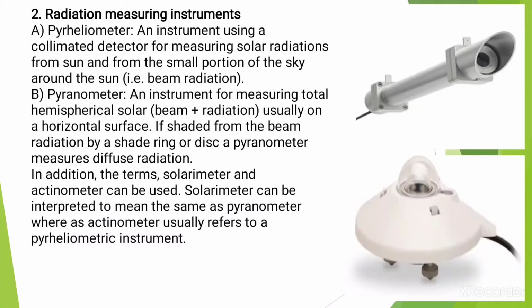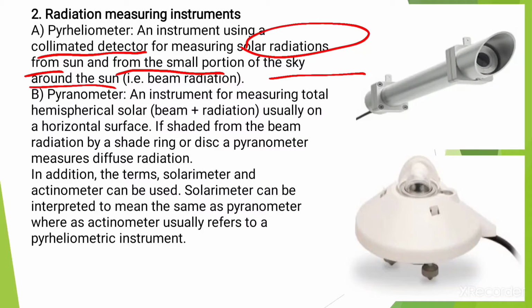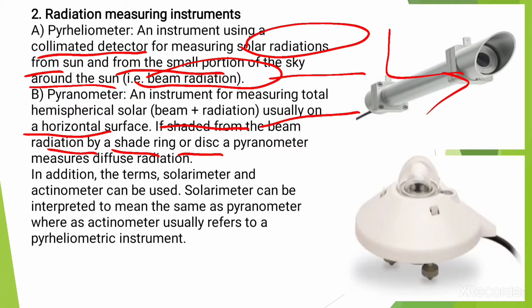Radiation measuring instruments. First instrument is the pyrheliometer. That instrument uses a collimated detector for measuring the solar radiation from the sun and from the small portions of the sky around the sun, that is beam radiation. And this is the pyrheliometer. And then the pyranometer, an instrument for measuring the total hemispherical solar radiation, that is beam plus diffuse radiation, usually on a horizontal surface. If shaded from the beam radiation by a shade ring or disc, the pyranometer measures the diffuse radiation.